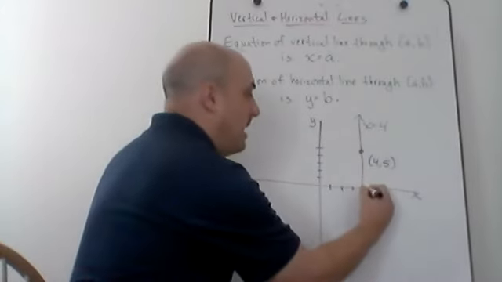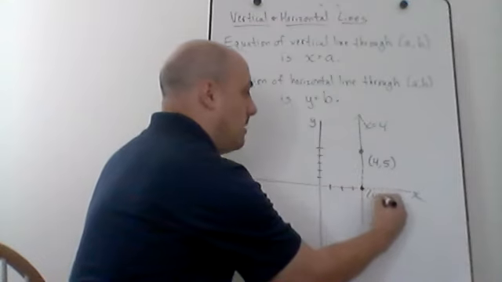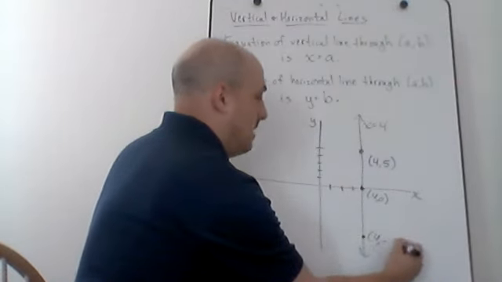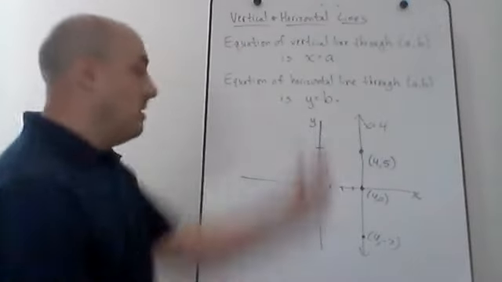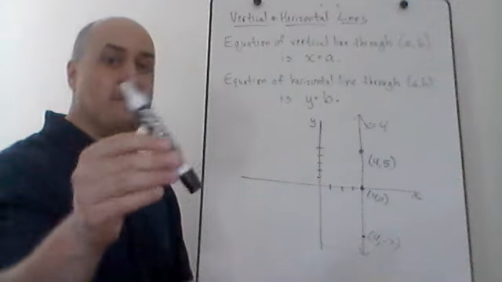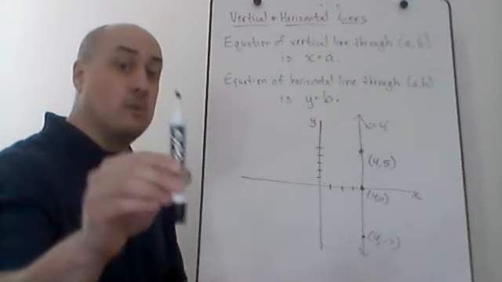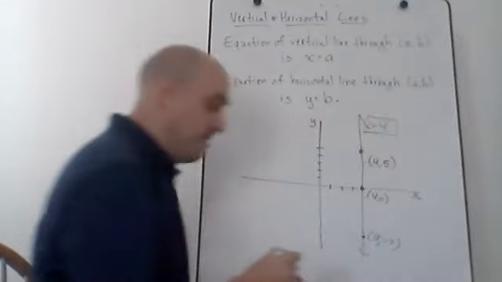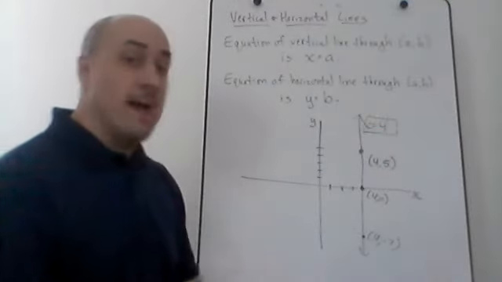Because if I pick any point on this line, here's the point (4, 0). If I pick a point down here, this is like (4, -7). Any point on that line is going to have the x-coordinate of 4 because it's just going straight up and down. It's not veering to the left or to the right, so the x-coordinate there never changes. And so my equation is just in terms of x. The y-coordinate doesn't matter.